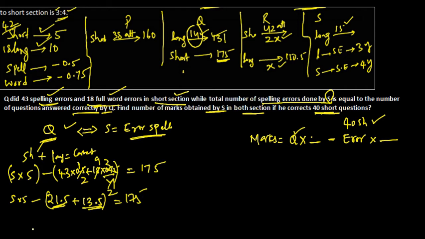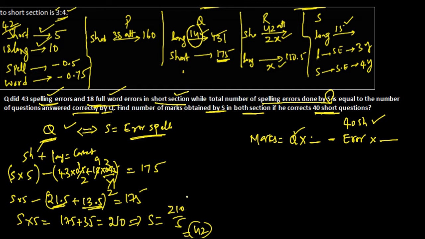If I take this 35 here, S into 5, this will become 175 plus 35. This is equal to 210. Okay. From this, I can find out S is equal to 210 divided by 5. This is equal to 42. It means the number of short correct questions are 42. Now total correct answers by Q. Total correct answers in the long we have done 14. In the short we have done 42. So I got it as 56 correct questions done by Q.